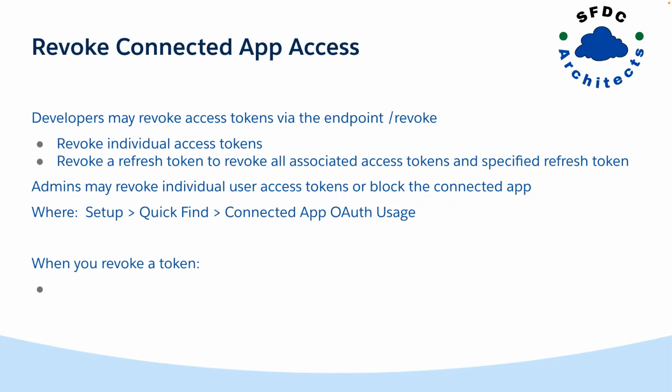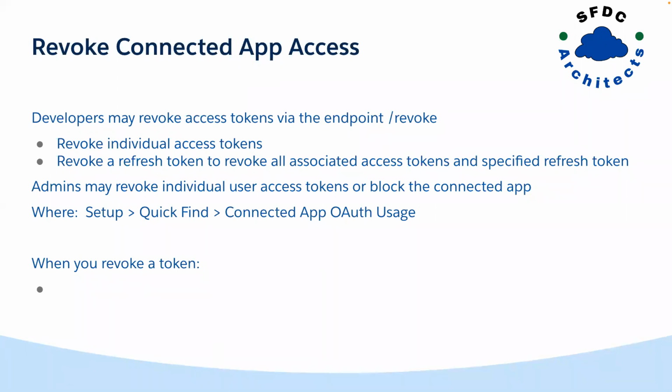And so it's really doing a whole cleanup of the whole thing. And so the developers can do that. As an admin, you can go to the UI and you can also revoke either an individual user's access to a token, or you can completely block access to a connected app. And I'll show you that in a second. I forgot the end of the slide, so I'll fix that before I post it as well.